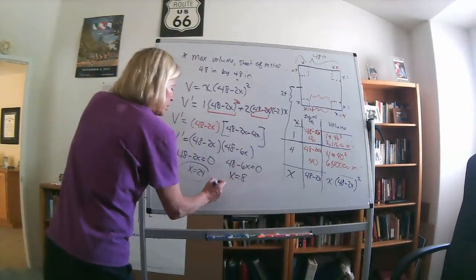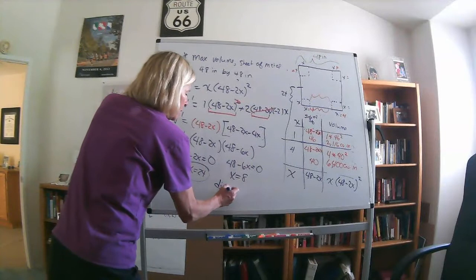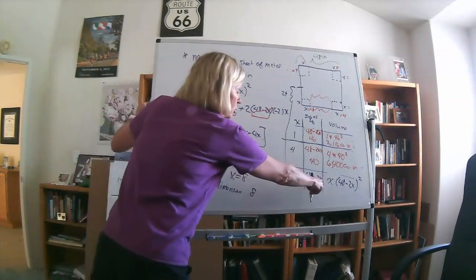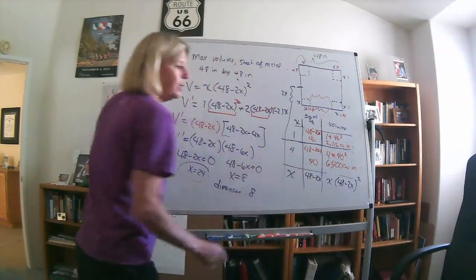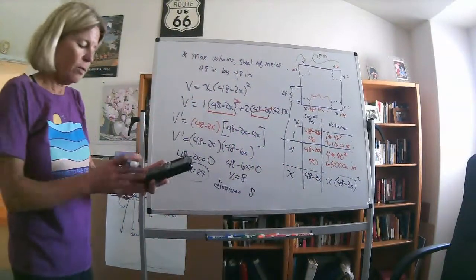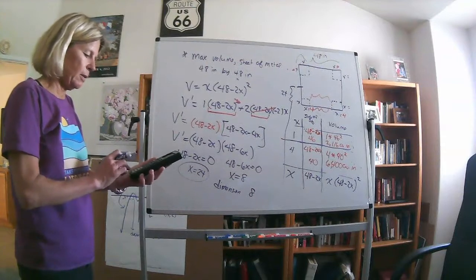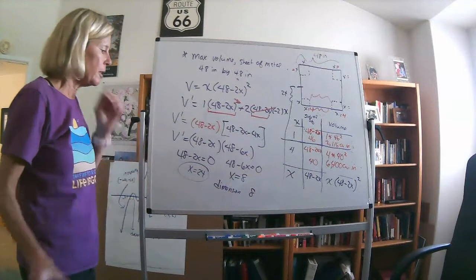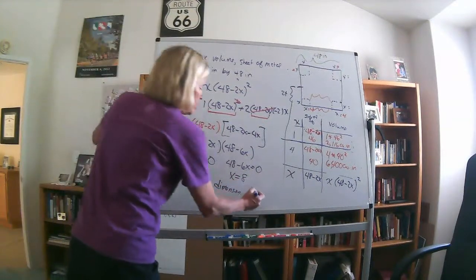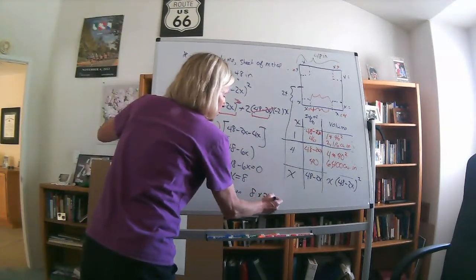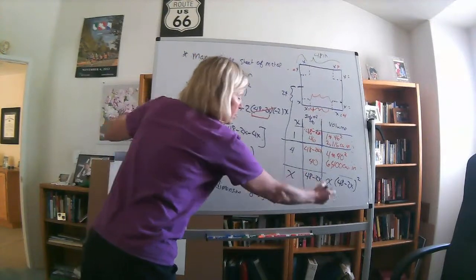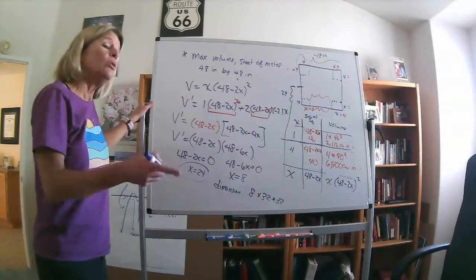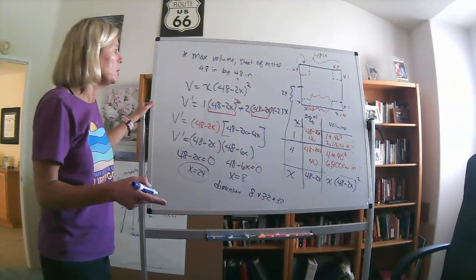So that means the dimensions would be 8. 2 times 8 is 16. So if I do 48 minus 16, that gives me 32. So the dimensions would be 8 by 32 by 32, or 8 times 32 squared. You can multiply that out and find the volume.